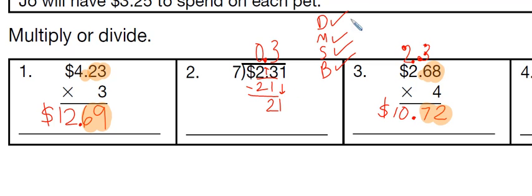Okay, now we're going to start over. Divide again. 7 goes into 21 3 times. Now we multiply. 7 times 3 is 21. Now we subtract. 21 take away 21 is 0. And there's nothing left to bring down. So the answer is 33 cents. Make sure you've got that decimal point there.